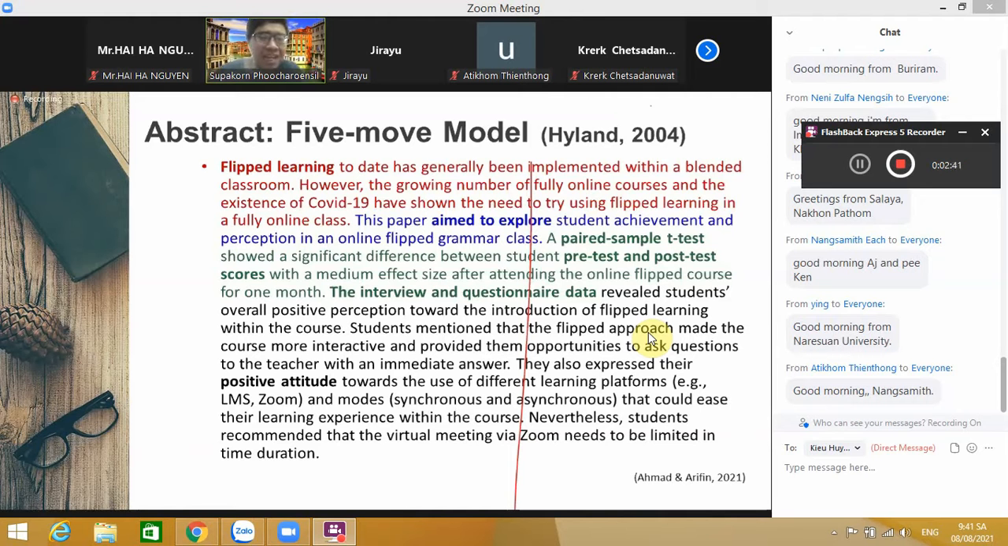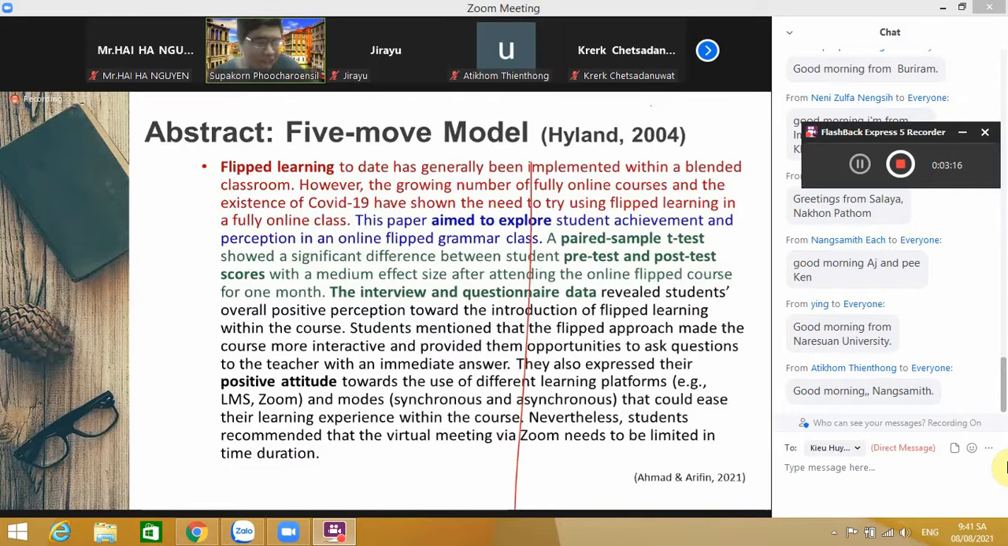The first one is like introductory sentences of what flipped learning is. This is to familiarize your readers with the topic of your research, assuming that not all of them know what you are doing, right? And then look at the second part. This is the purpose or objective, right? This paper aimed to explore student achievement and perception in an online flipped grammar class. So we know that the researcher looked at a flipped grammar class, right?